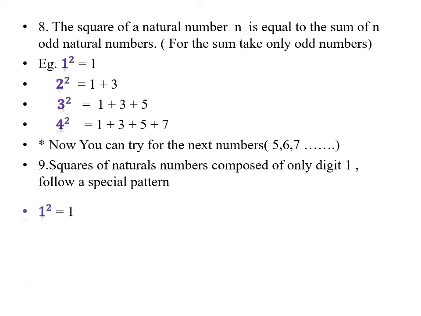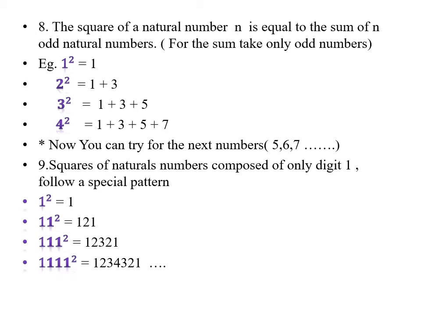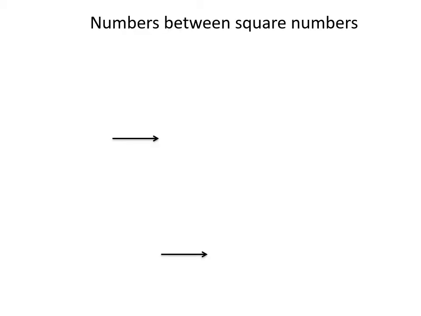Now the squares of the natural numbers composed of only one digit follow a special and very interesting pattern. Definitely you will like it. See here, 1 square equals 1. 11 square equals 121. Triple 11 means 111 square equals 1, 2, 3 and 2, 1, means you have to reverse the number again. If the number is 4 times 1 and if you take its square, no need to calculate. You can directly write 1, 2, 3, 4 and 3, 2, 1. Now you can try for the next numbers.